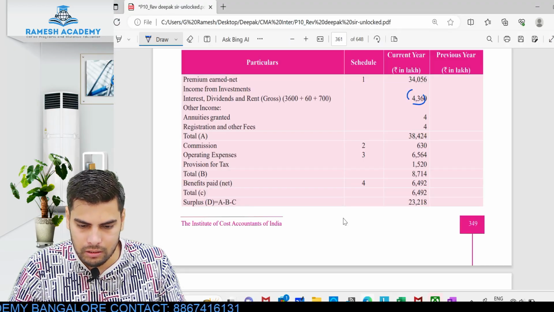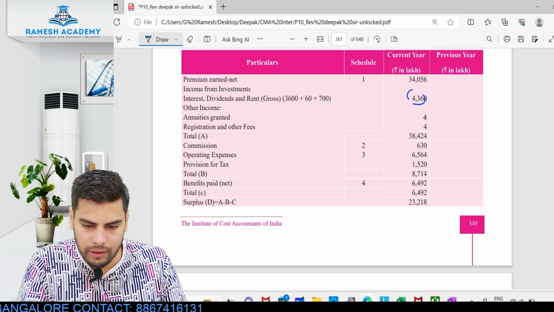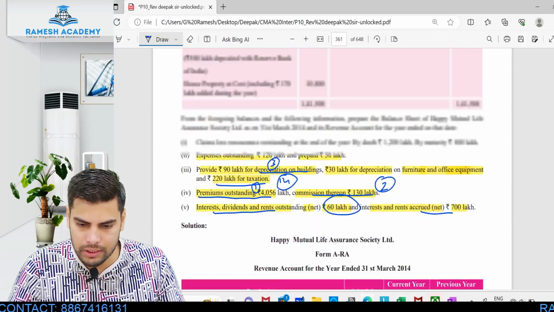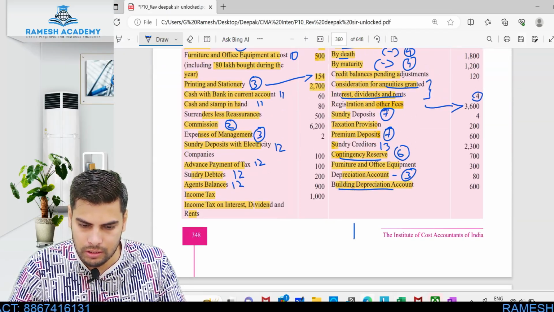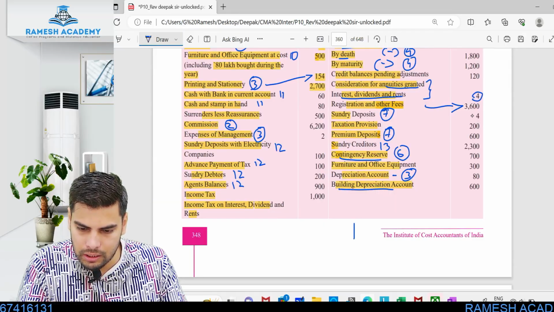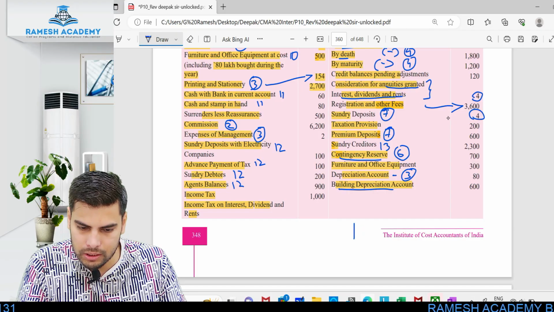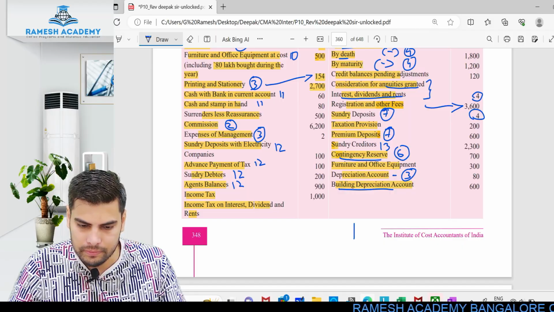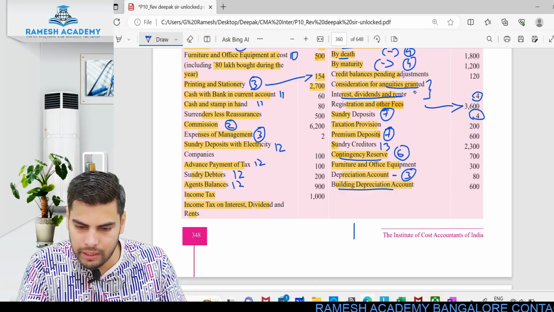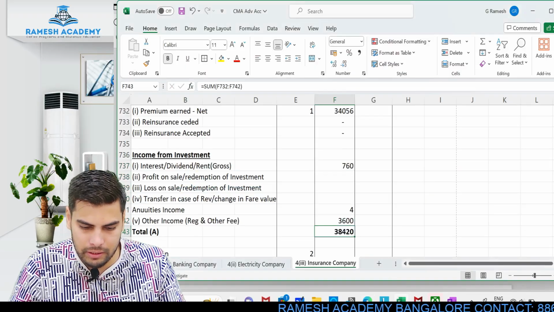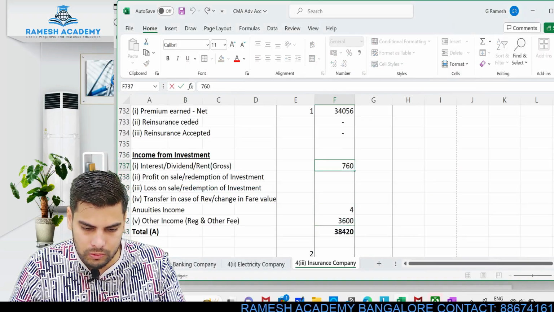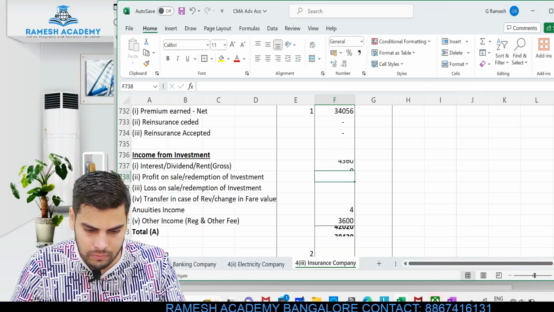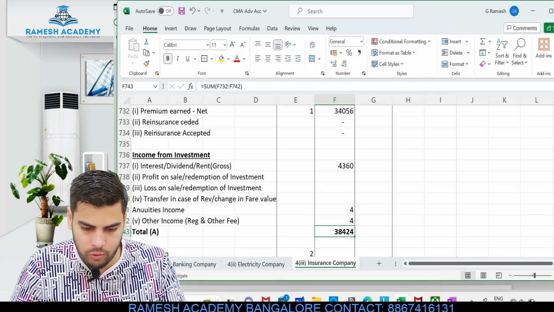Do we have any other thing? Annuities granted, we have got 4, and they have also written registration and other fees 4. Do we have registration and other fee, which is again 4 rupees? Okay, registration and other fee, it is 4 rupees. There's a lot of alignment problem, guys. Okay, so look at this. This is actually interest, dividend and rent. 3600 is actually interest, dividend and rent. So to this, I'll have to add 3600. And this would be 4 rupees.